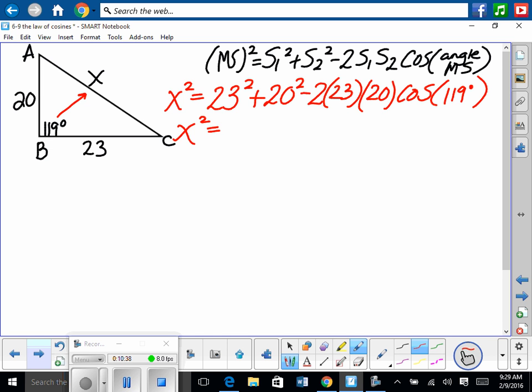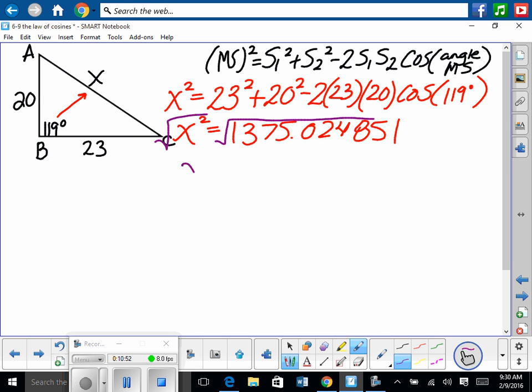So x squared is equal to 1,375.024851. And then we would have to solve for x, but that's x squared. So we take the square root of both sides of the equation. So we have x is equal to 37.08. So we would round it to the nearest whole number, since we started with whole, let's end with whole. So that would be 37. So this side's 37. Questions on how to do that?